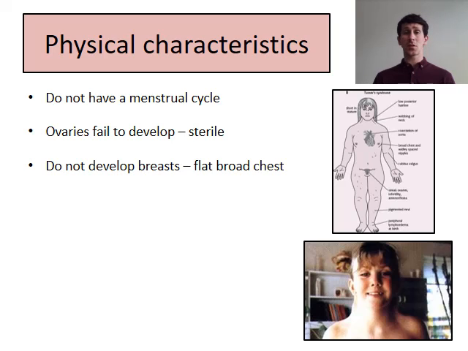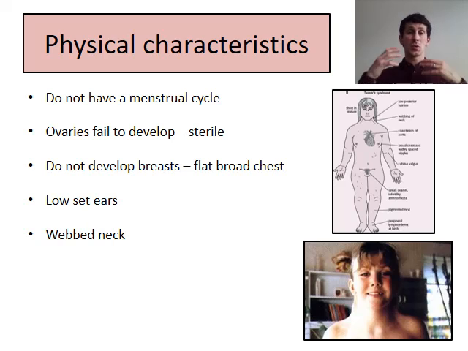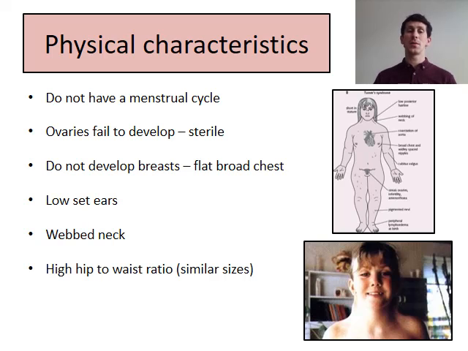They don't develop breasts often and will be characterised by a flat, broad chest. Low set ears, if you look at the picture of the girl in the bottom right, her ears are slightly lower set than you would find on a normal woman. And they've also got a webbed neck. So the picture down on the bottom right and also at the top right shows that clear webbing of their neck. And that's a key characteristic of Turner syndrome.